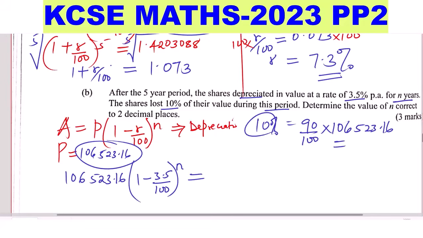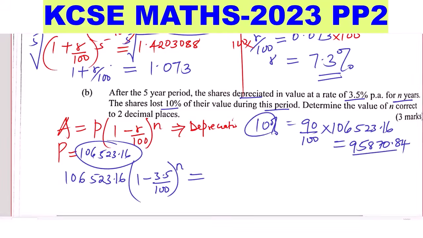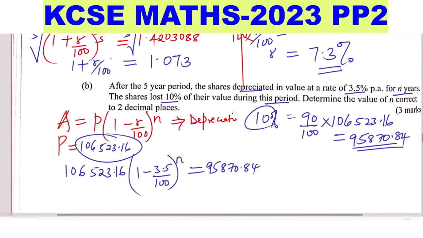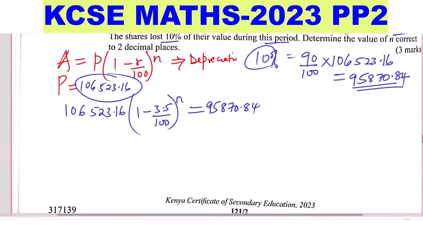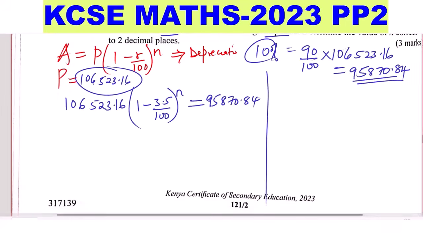When you work that out, you get 95,870.84. Now this is the amount we are going to equate here after losing 10% through depreciation. With this equation, we can now find n.